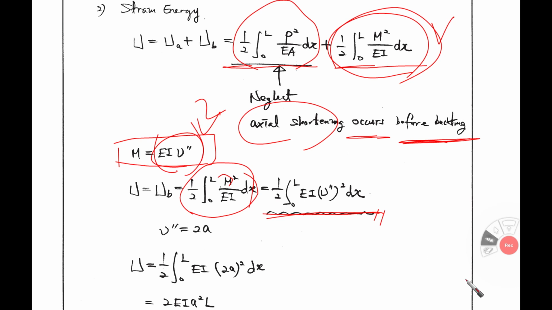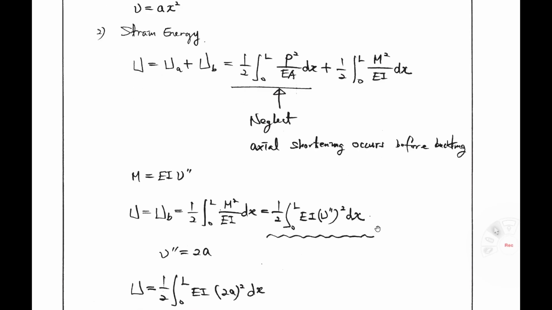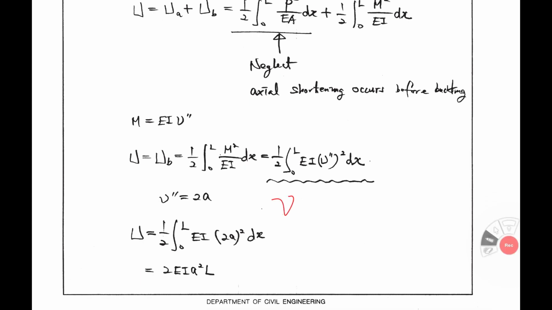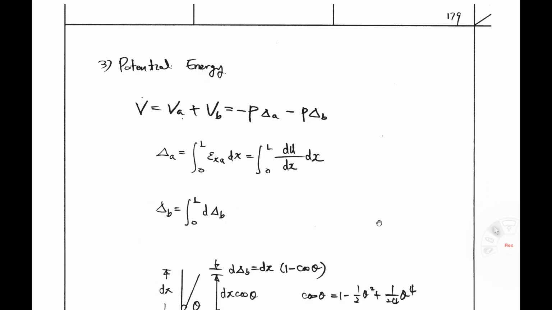So you assume the deflection equation. Remember how we assumed v equals a x squared. You take the second derivative here. Then you get v double prime equals 2a. Right? So you input this 2a here. Then if you integrate, the resulting equation is 2 EI a squared L. It is your strain energy related to this term. That is the procedure. Let's go to number 3.